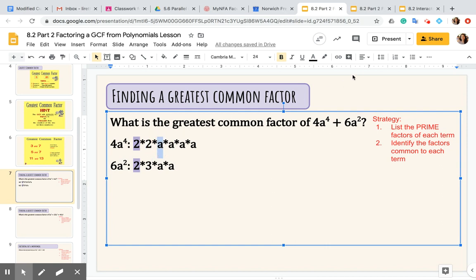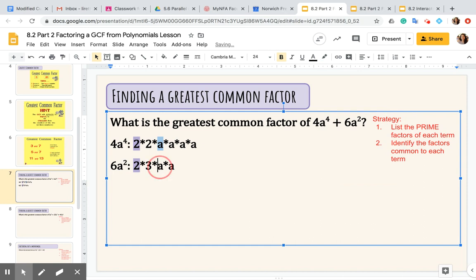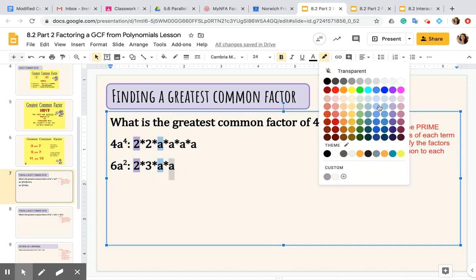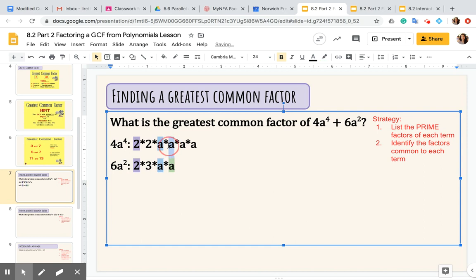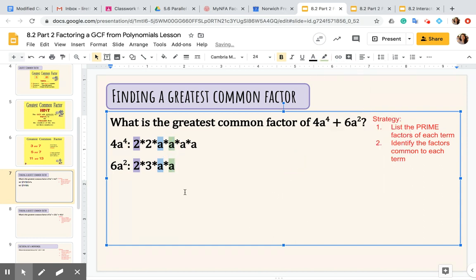So I know that I have an A that's common right here, and an A that's common right here. I have another A that's common with an A that's common right here. Okay, so I've got a 2, an A, and an A. So I've listed all of my common terms.